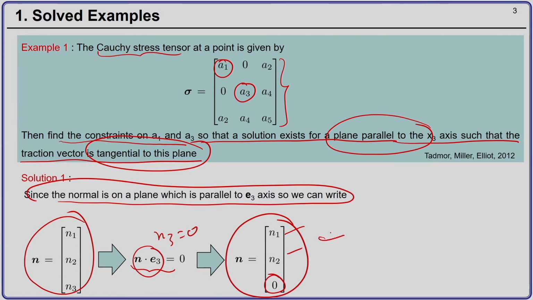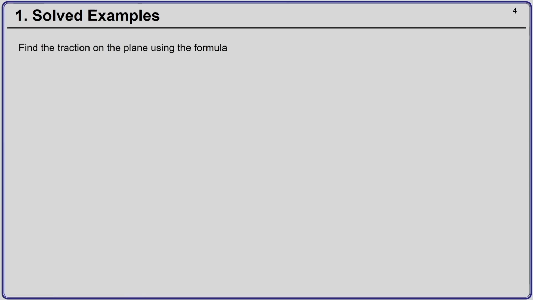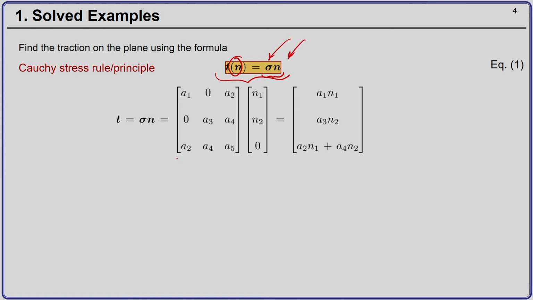However, once we have the normal and I have my Cauchy stress tensor, I can find the traction on a plane using the Cauchy stress principle, that is the traction on a plane having a normal n is nothing but sigma n. Once I have this, I can substitute for sigma and n from the previous slides. So, this is my sigma and this is my n, and when I substitute, I get the following expression for the traction vector, and there are 3 components.